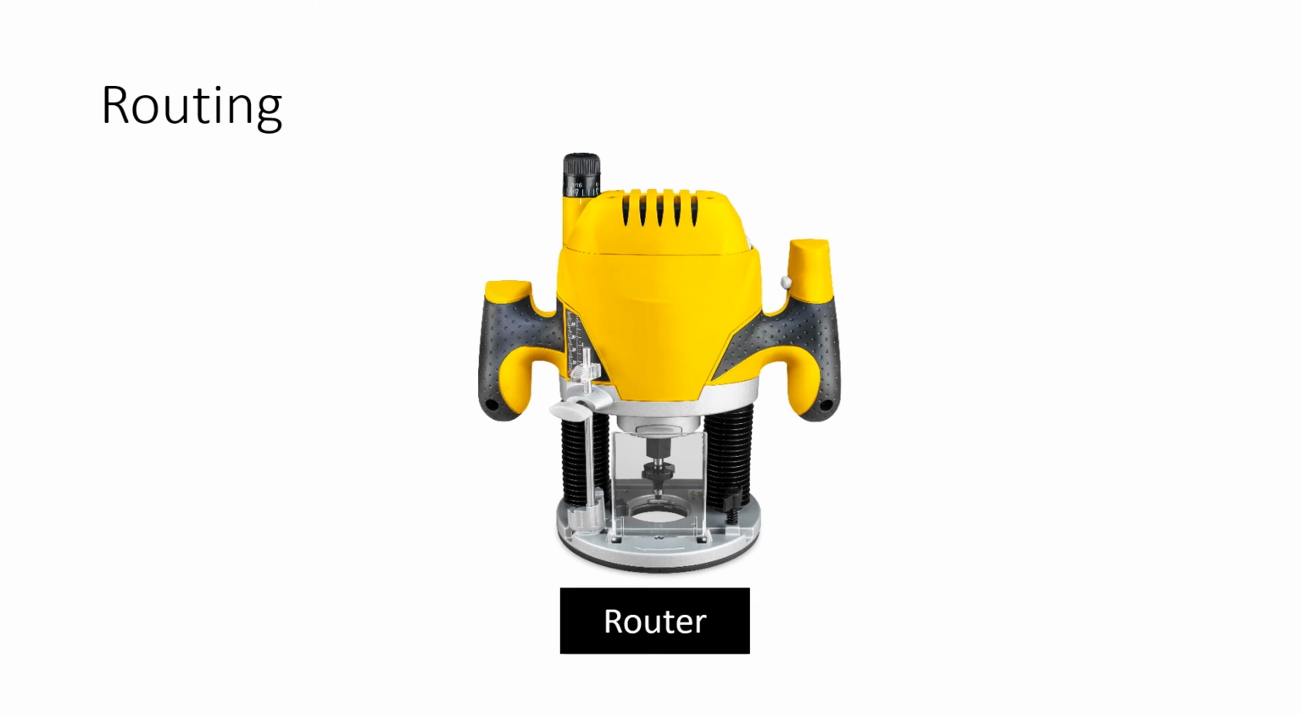Router. Routers can be used to make grooves, slots, channels, and joints in timber. Different types of router bits can be fitted to do different jobs. A router can be mounted under a table to make it more useful.